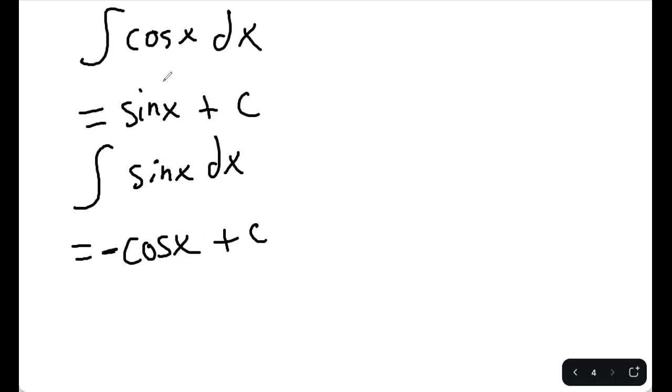If you look at a sheet of the different formulas you need to know for integrating, you would see the integral of cosine, the integral of sine, and those are formulas you're probably expected to just know off the top of your head. In total, there's probably about 20 different formulas.